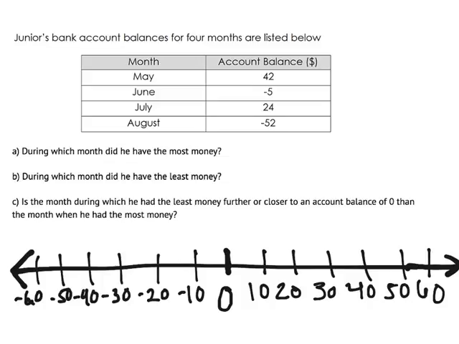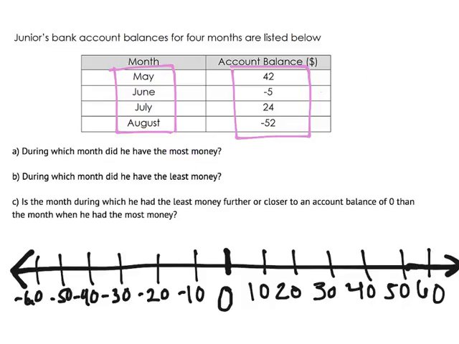So this says Junior's bank account balances for 4 months are listed below. So the months are listed here, and his balance is here. During which month did he have the most money? So I'm going to use my knowledge of positive and negative integers, and I know that if I'm talking about having the most money, and some of these values are negatives, I'm only going to be looking for the positive values right now.